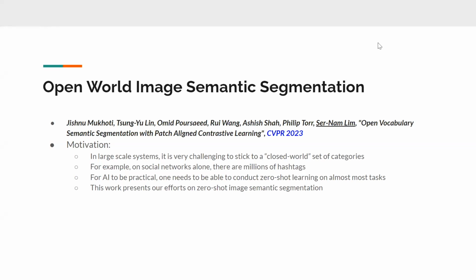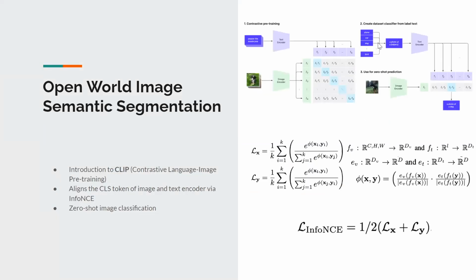Okay, so I'm going to present this work, and I'm going to say this way is even more challenging. It's not just saying an image is a dog or a cat. I'm going to say in this image, this pixel belongs to a dog or a cat. This is what we call semantic segmentation, okay? That's the problem.